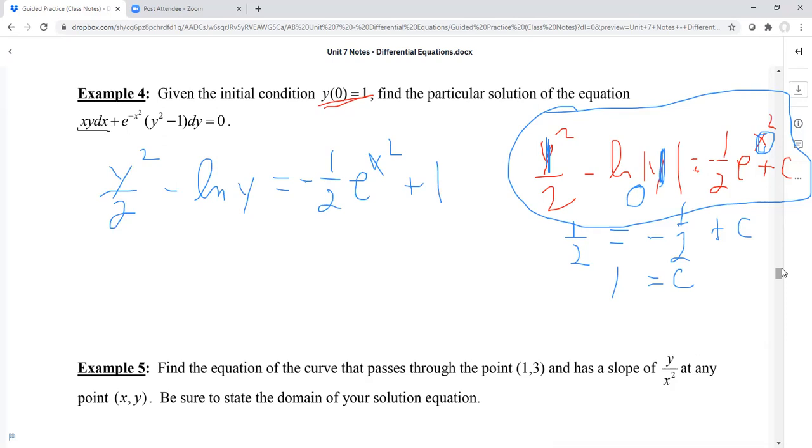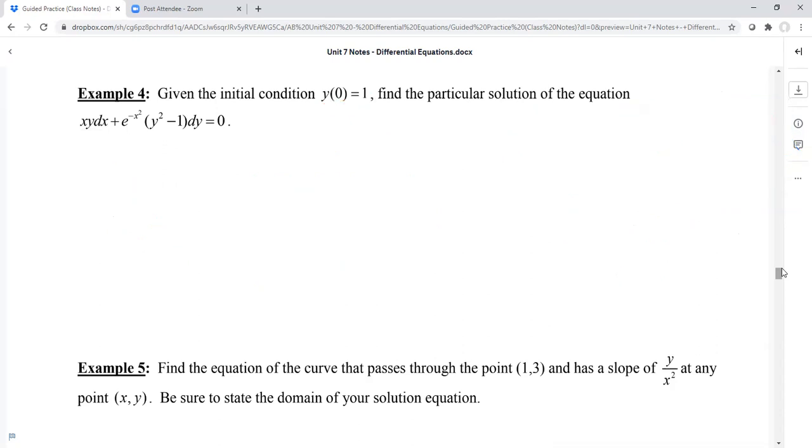So I would probably multiply both sides by 2, just to get rid of that fraction there. And I'm going to get y squared minus 2 natural log of y is going to equal a negative e to the x squared plus 2. When I multiply each side by 2, that'll at least get rid of my fraction. And it really doesn't look like I can solve that very easily for y, so I'm going to go on so this video is not too long. We're going to do one more problem here, and then we'll be done with 7-7.